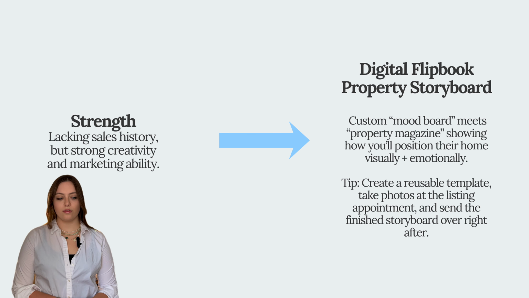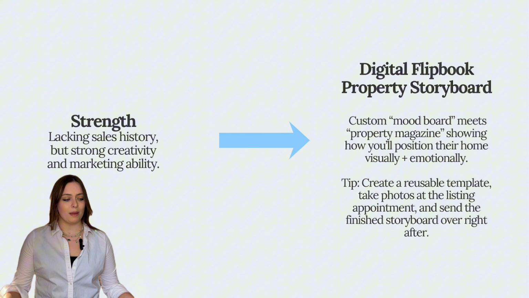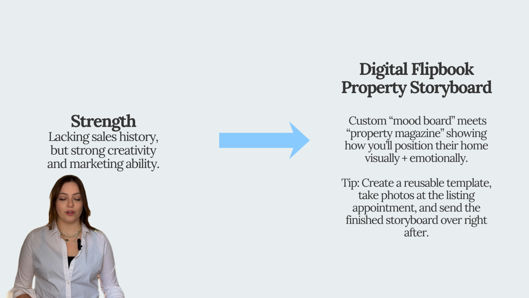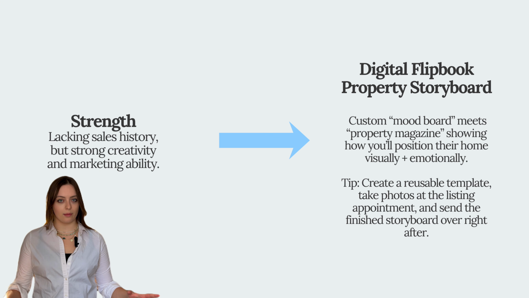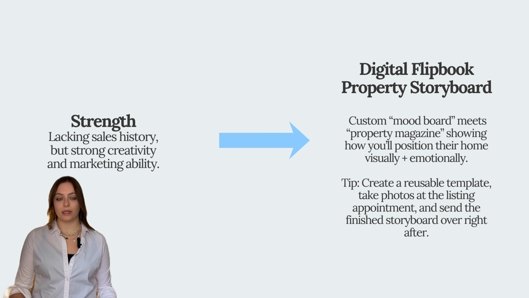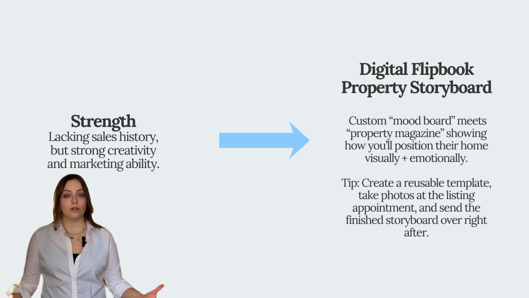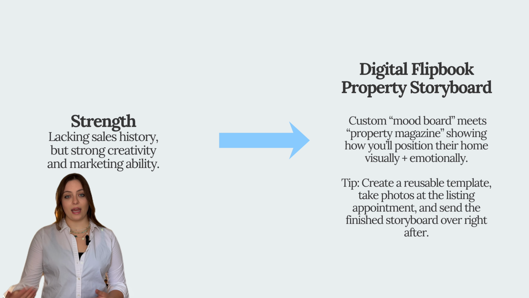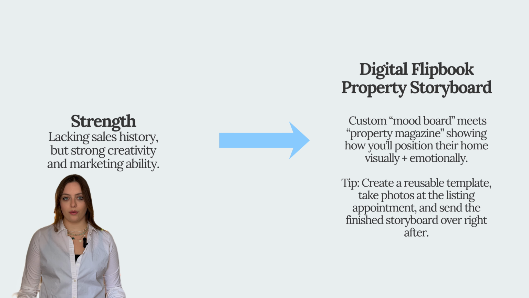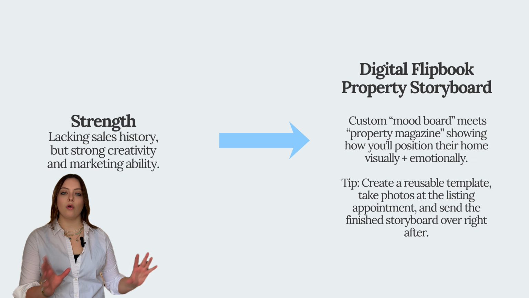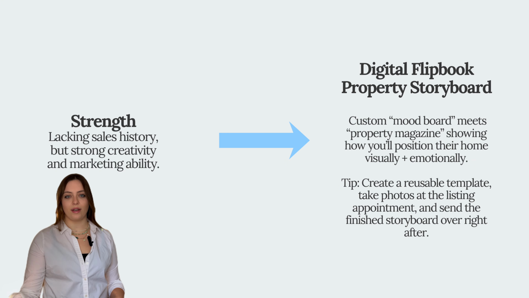Another example of this, so let's say that your strength is maybe you're lacking sales history, but you're very creative and you have strong marketing ability. Maybe you worked a previous job in marketing. You're going to show how you position their home visually. What you could even do is create a reusable template and at the listing appointment, ask if you can take photos, snap some photos, go home, put them into that template and send that right over.